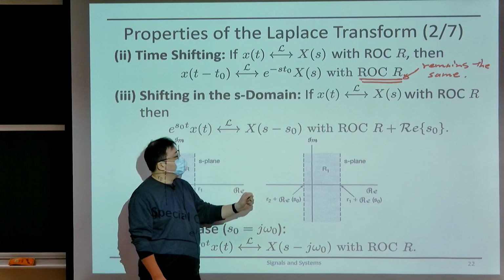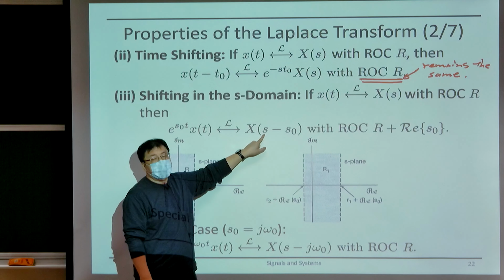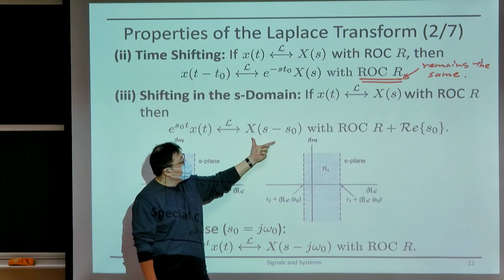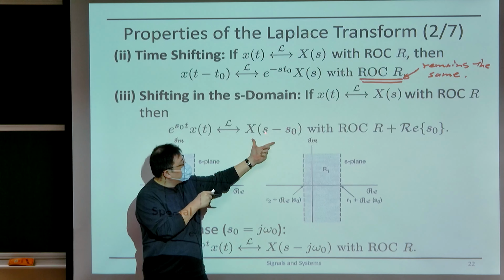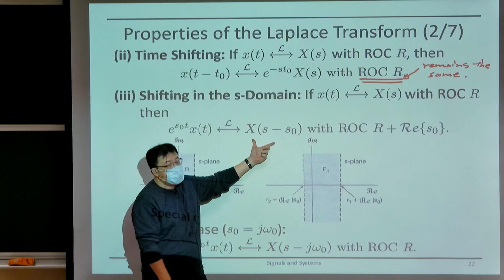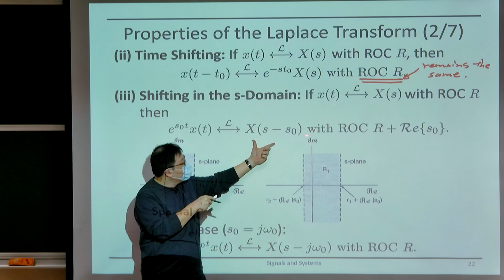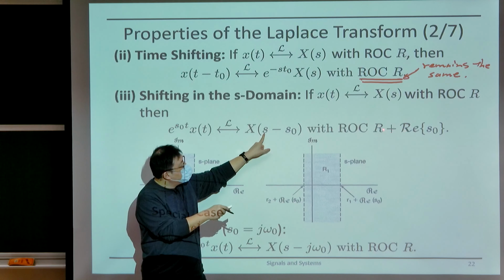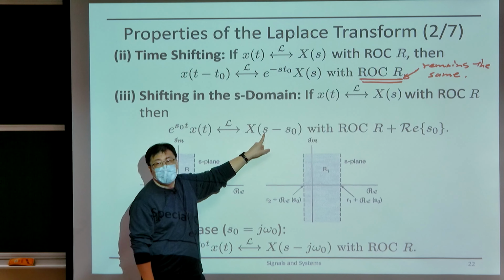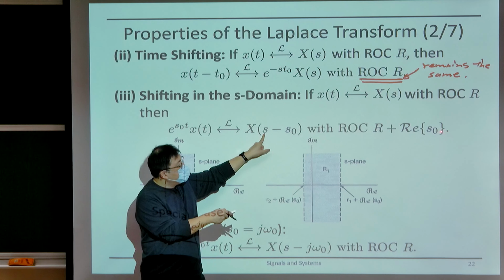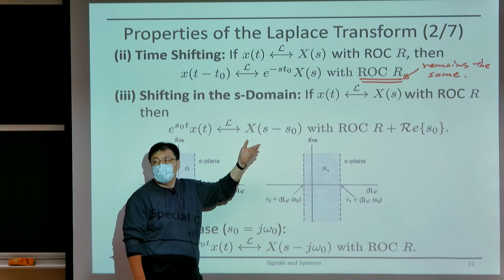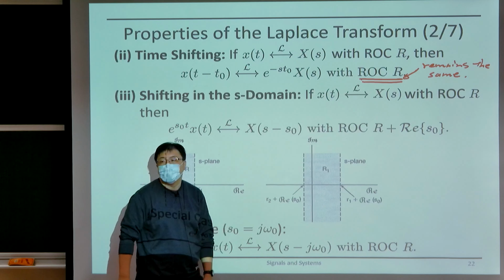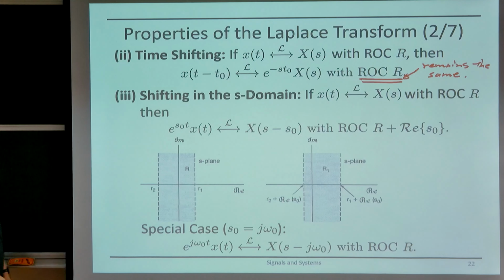Now, for this transform to hold, we must be looking at values of S such that this thing exists. This thing exists if S minus S naught belongs to R. So this means that this exists if S belongs to R plus S naught. And really, for S naught, only the real part affects the convergence. So we can write it as R plus the real part of S naught.